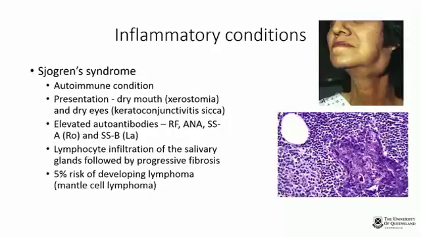Sjogren's is important not just because of the sometimes debilitating symptoms, but also because, in approximately 5% of cases, it can lead to the development of a B-cell lymphoma called mantle cell lymphoma.